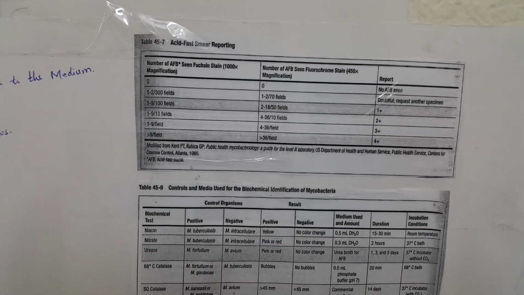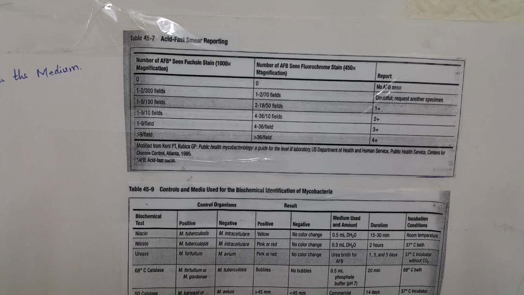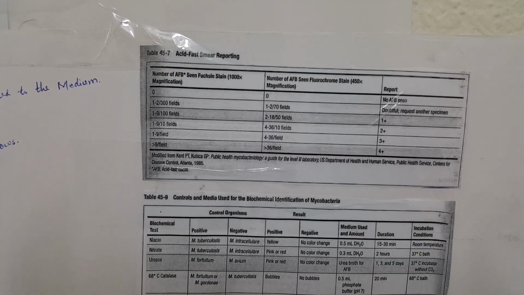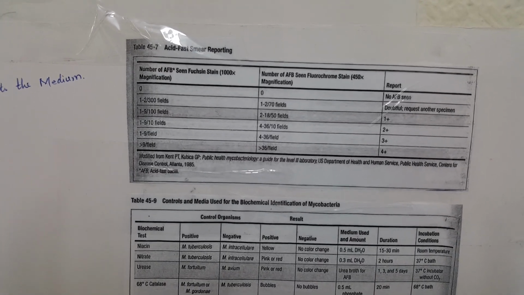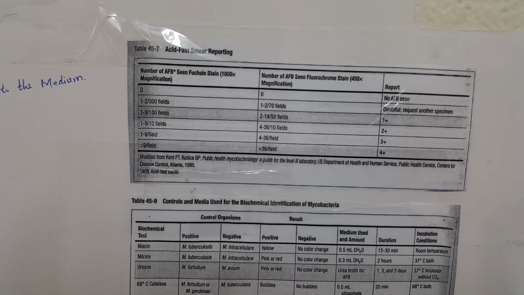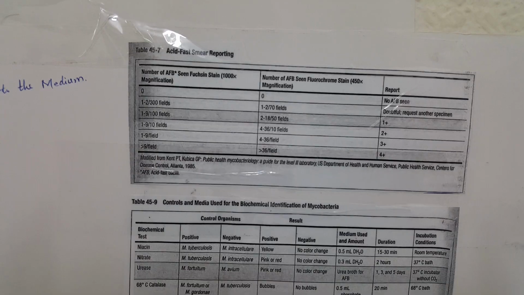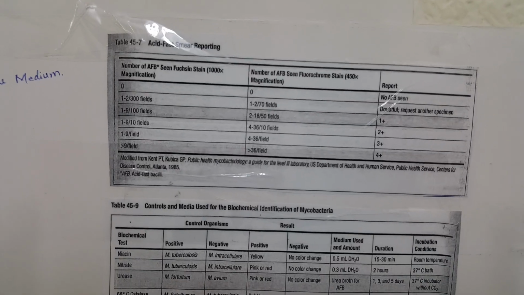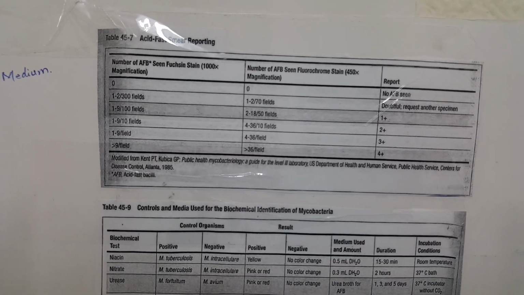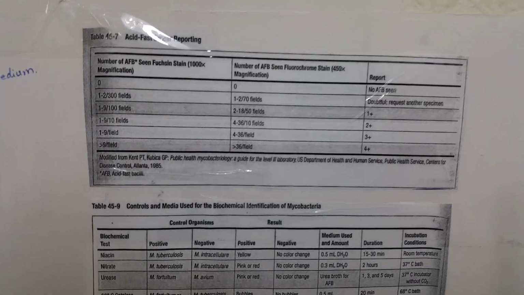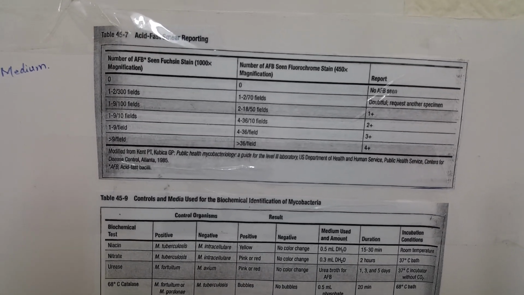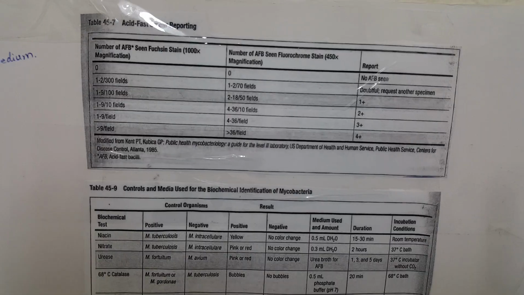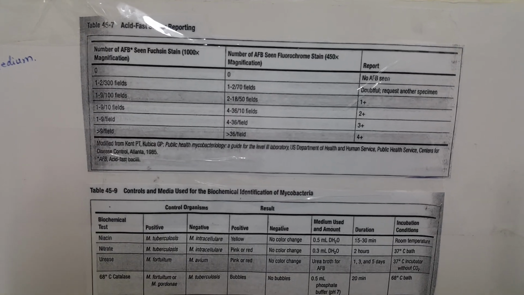The doubtful result is if you have 1 or 2 acid fast bacilli in AFB or in fluorochrome, and this is a doubtful result if you have 1 or 2 bacilli over all 300 fields. But if you have 1 to 9 per 100 fields in AFB and 2 to 18 per 50 fields in fluorochrome, that is considered 1 plus.